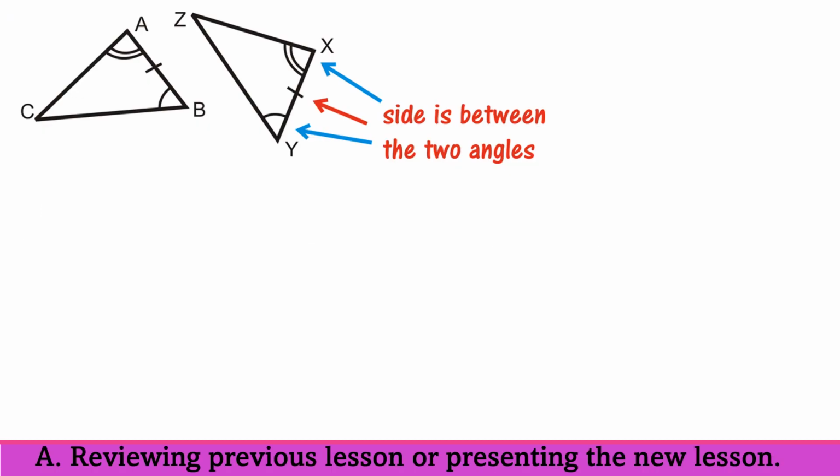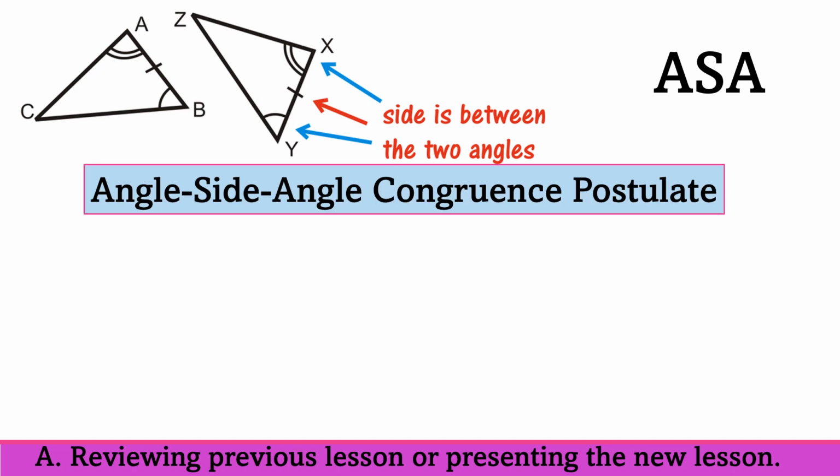So before we proceed to the lesson, may I see who can determine what postulate is being reflected by this illustration. Take note, the illustration shows the side is between the two angles. Okay, very good. That is ASA, or the angle side angle congruence postulate.